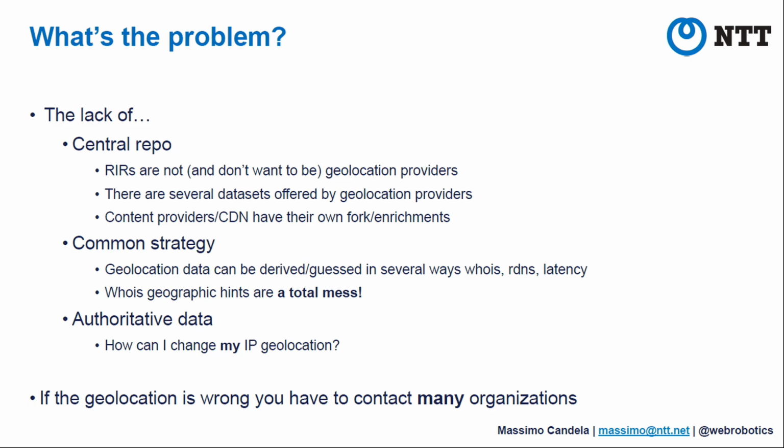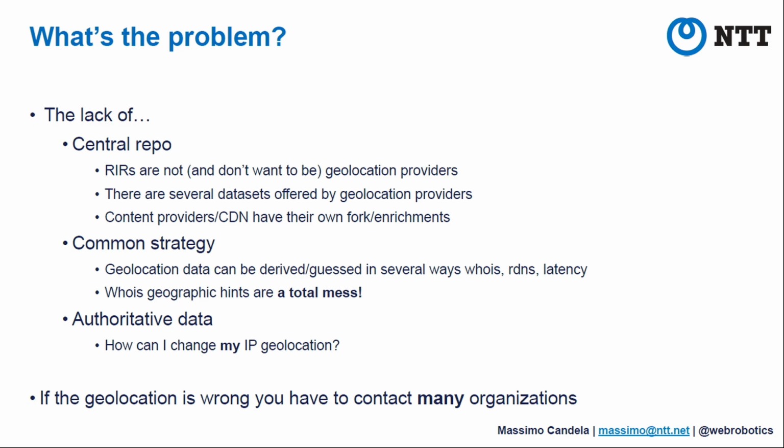And a lot of the guesswork that is done to produce these data sets is good guesswork, and it works in most cases, or in many cases at least. This guesswork is based on a lot of hints coming, for example, from other data sets, including WHOIS, which is the same data set maintained by the RIRs that don't want to be geolocation providers in the first place.